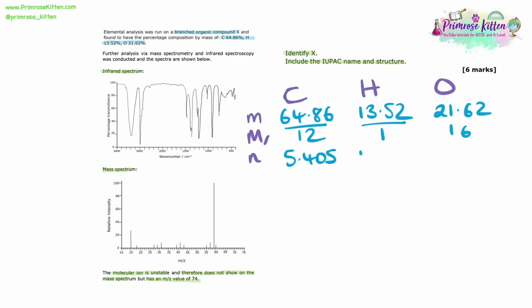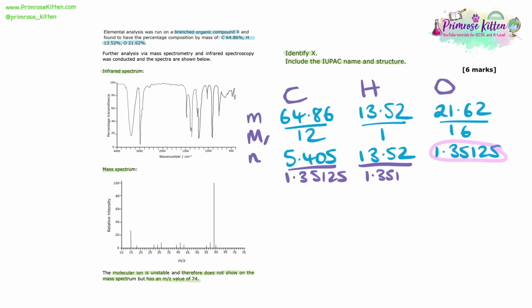Next up, we'll do the same for hydrogen. 13.52 over 1 is equal to 13.52. And then finally for the oxygen, we've got 21.62 over 16, which gives us 1.35125. Now that we've got the molar ratio, we're going to divide by the smallest of these to get the simplest whole number ratio. So we're going to divide all of these by 1.35125. When I do this, I find that I have 4 for the carbon, 10 for the hydrogen, and just 1 for the oxygen. So I've got an empirical formula equal to C4H10O.